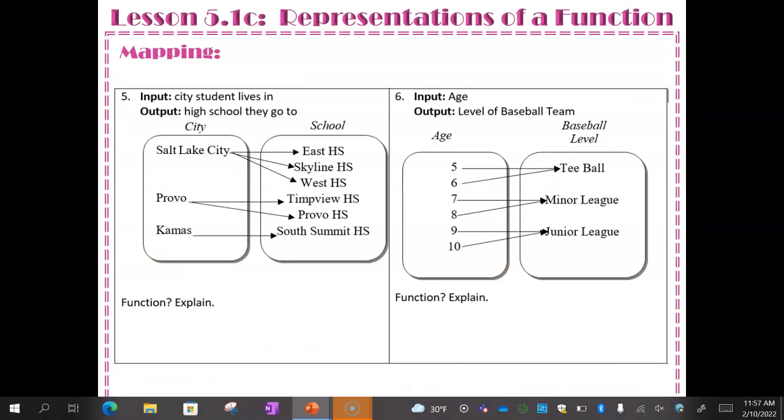Number 5 has the input of the city a student lives in and the output the high school they go to. As you can see, if you live in Salt Lake City, you could go to East High School, Skyline High School, West High School. If you live in Provo, you could go to Timpview High School, Provo High School, and if you live in Camas, you could go to South Summit High School. So this is not a function. Two inputs have multiple outputs.